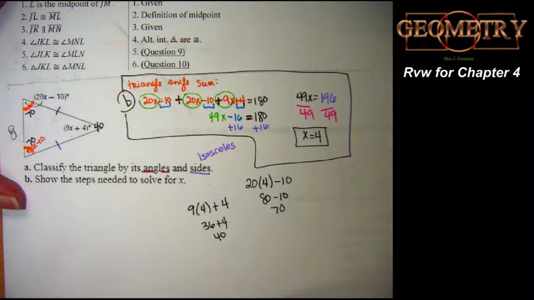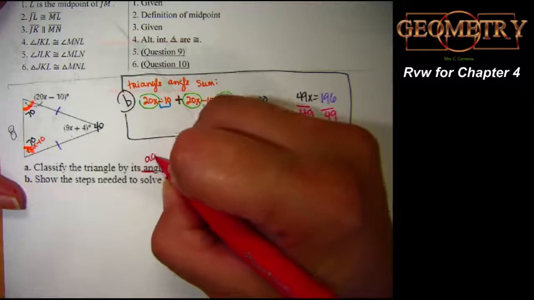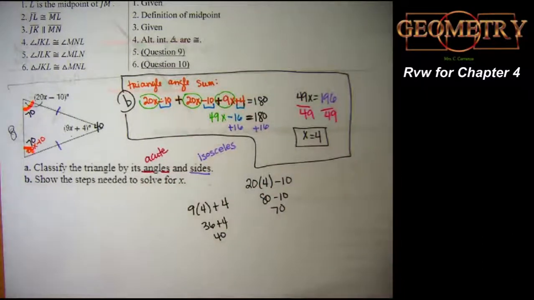All right, so what kind of triangle is it by its angles? Acute. Why? Because we have all acute angles. Very nice.